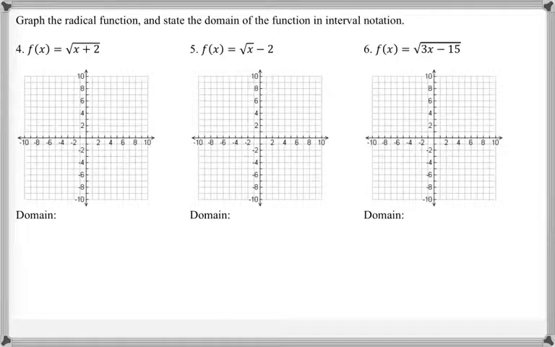So questions 4 through 6 ask us to graph the radical function and then state the domain of the function in interval notation. So if I go to my y equals and type in square root, and the square root key is second x squared. So square root of x plus 2, and then let's do a zoom standard.